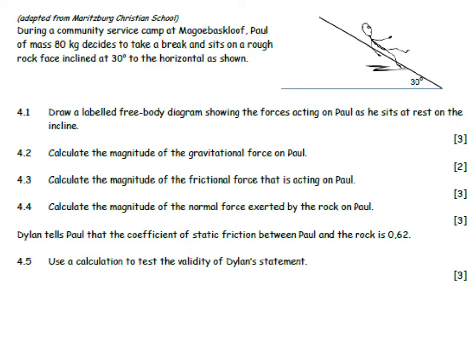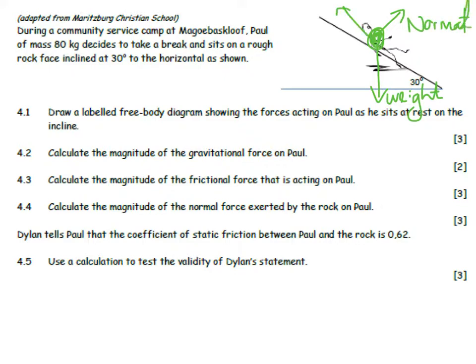Draw a labeled free body diagram showing the forces acting on Paul as he sits at rest. So he's obviously got a weight acting downwards. And if we're drawing a free body diagram, Paul turns into a circle. We then are going to have a normal force. That's easy. Now we need to decide what is the force that's holding him up the slope.